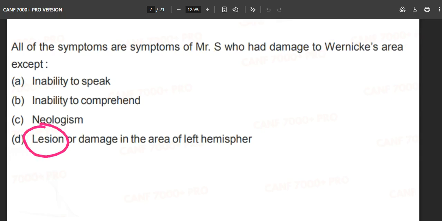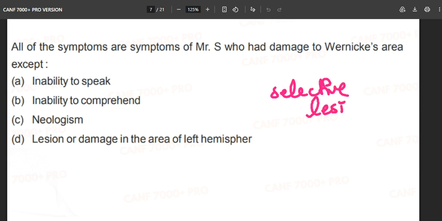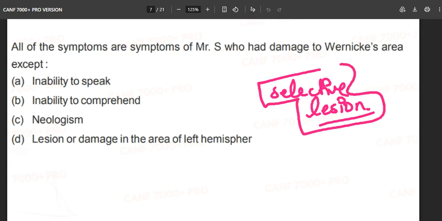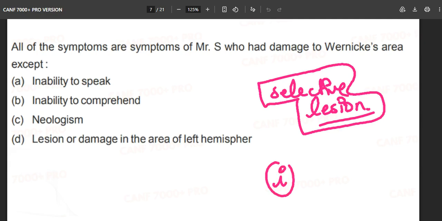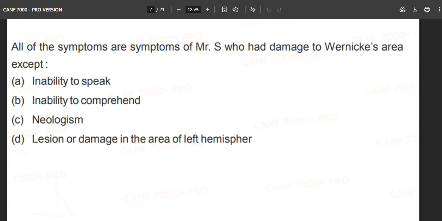Now, as you know, a lesion is just damage done to your brain, and it can be a selective lesion as well, where they intentionally do damage to the Wernicke's area to see what all things happen. But now, one interesting thing, you have just missed out on this option.